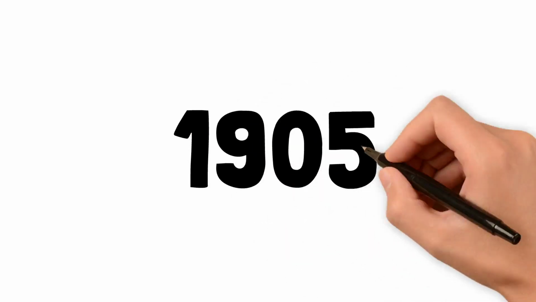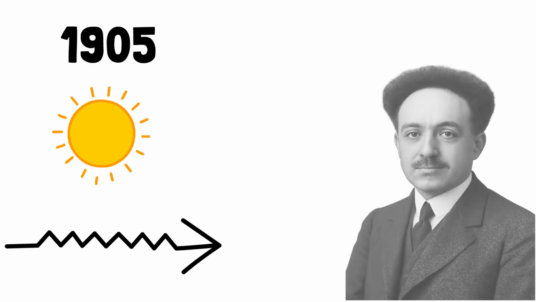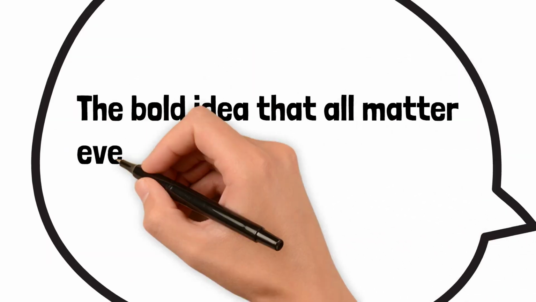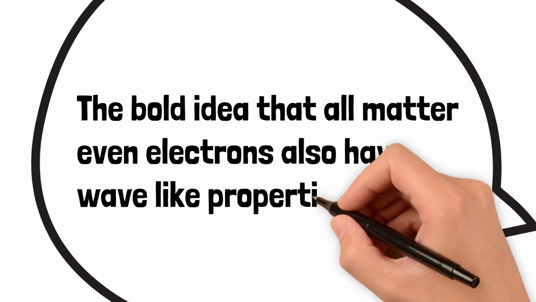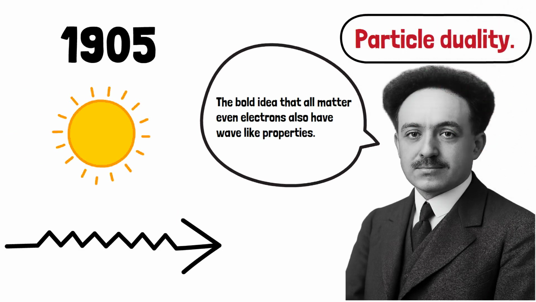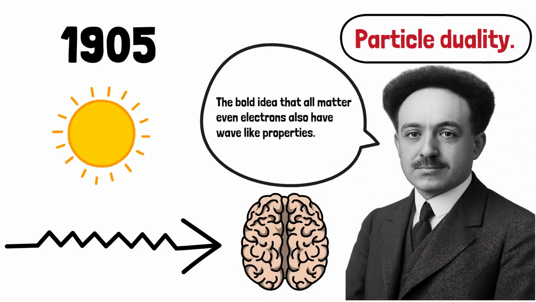In 1905, Albert Einstein explained that light is made up of small packets of energy called photons. A few years later, Louis de Broglie proposed the bold idea that all matter, even electrons, also have wave-like properties. This was the birth of wave-particle duality, one of the most mind-bending and revolutionary concepts in all of physics.